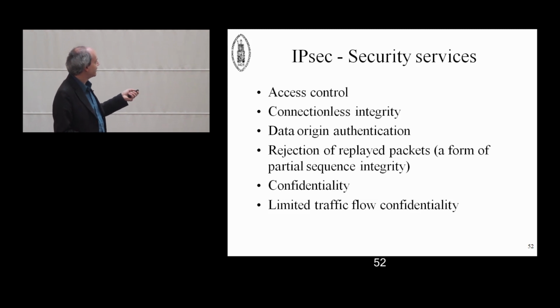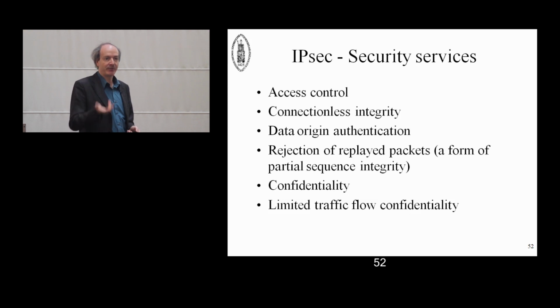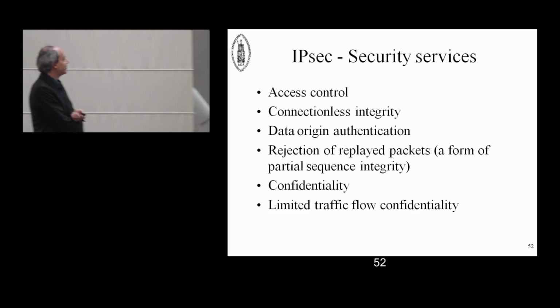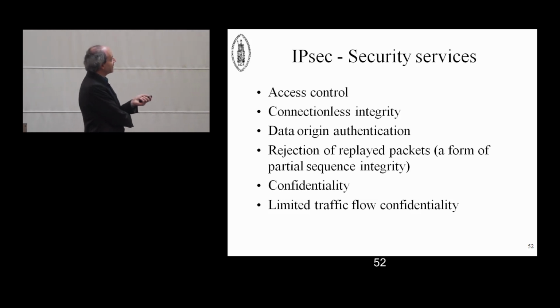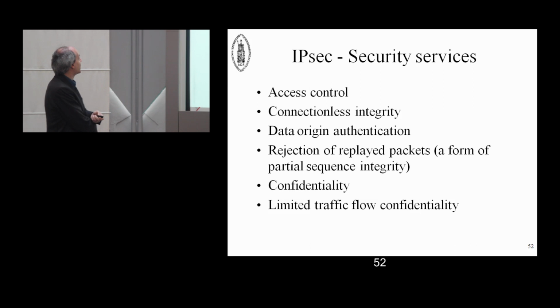SSL is connection-oriented integrity. This is connection-less integrity. So it's datagram by datagram, packet by packet. There is some replay detection, which is a layer violation, because it should not happen at this layer. But for security reasons, there is some good arguments to actually check for repetitions. There is data origin authentication. So as I said, there is rejection of replayed packets, which is not supposed to happen at this layer anyway. There is confidentiality, and there is a little bit of traffic flow confidentiality. But if you really want to hide what you're doing, you should use Tor, as I said.